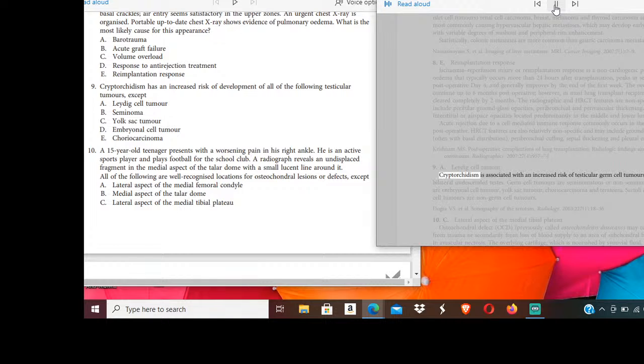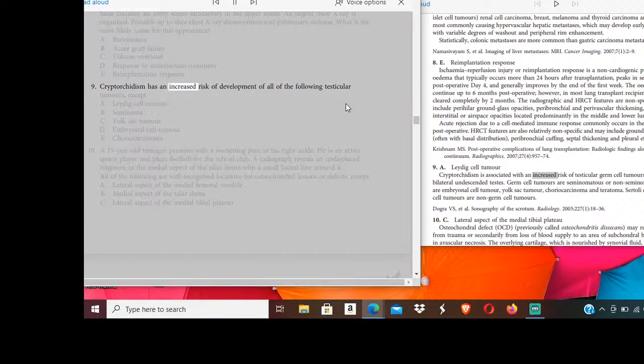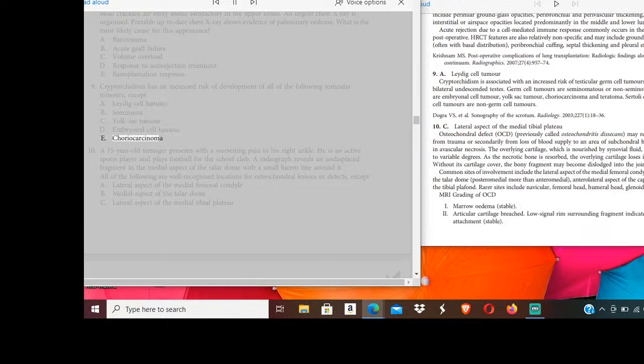9. Cryptorchidism has an increased risk of development of all of the following testicular tumors, except: A. Leydig cell tumor. B. Seminoma. C. Yolk sac tumor. D. Embryonal cell tumor. E. Choriocarcinoma.